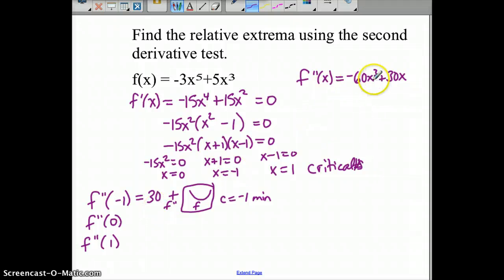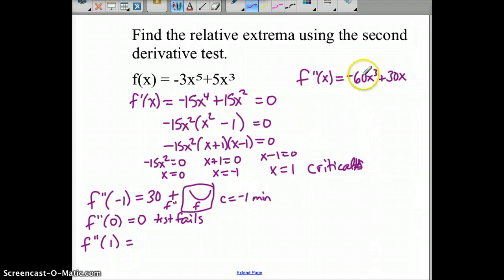Putting a 0 into the second derivative, 0 here, we get 0. So the test fails for 0. So it doesn't tell me if 0 is a max or a min. I'll have to do the first derivative test on that. But I can use it for the 1.